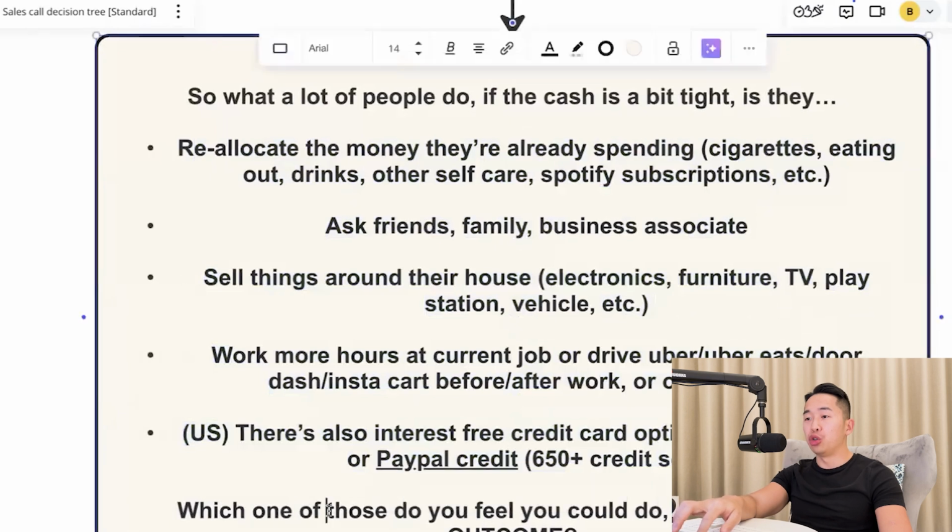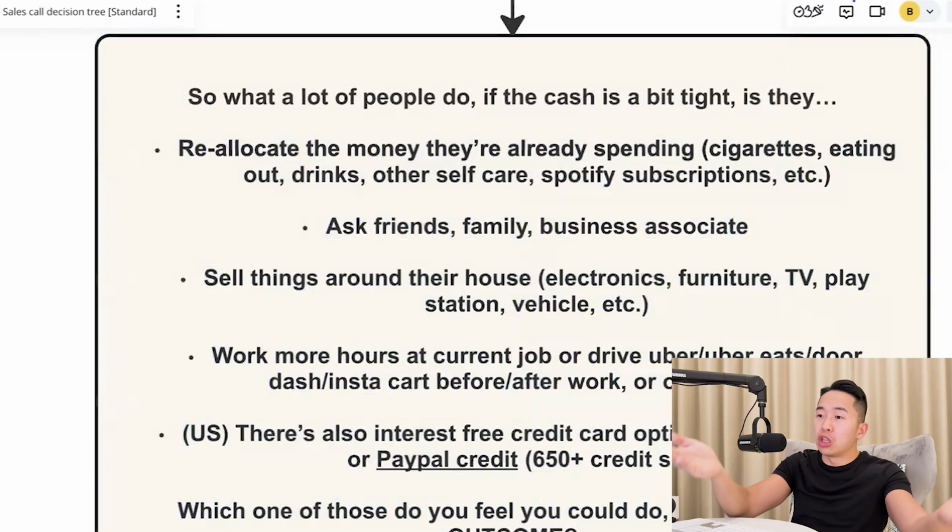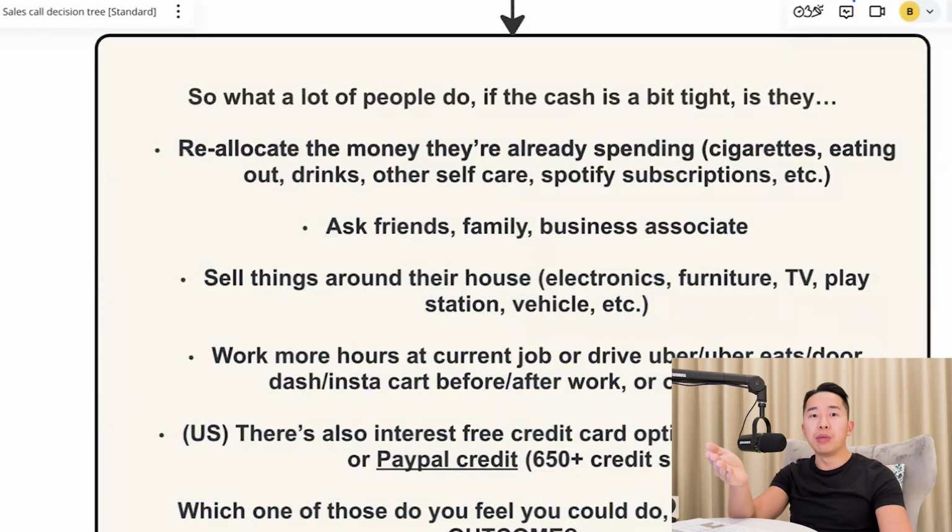And essentially what we do is ask, which one of those things do you feel like you could do so you can get the outcome? We don't say, do you feel you could do one of those? No, which one of those do you feel you could do? Because in fact, they could do any of those. It's just if they say nothing, they're just not willing to do that. It's not that they can't. They're not willing to do that. At that point, we do another reframe.